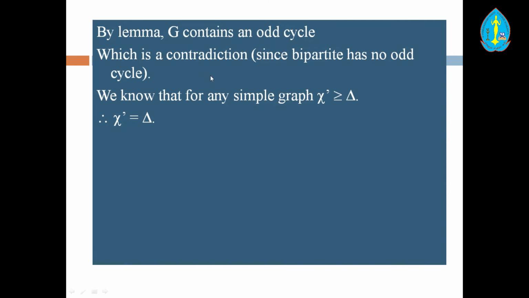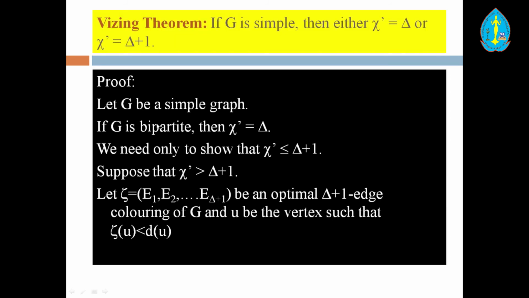We know that for any simple graph, chi' is greater than or equal to delta, therefore chi' always equals delta. Vizing's theorem: if G is simple, then either chi' equals delta or chi' equals delta plus 1. Let G be a simple graph. By the previous theorem, if G is bipartite, then chi' equals delta. We need only show that chi' is less than or equal to delta plus 1. Suppose chi' is greater than delta plus 1.